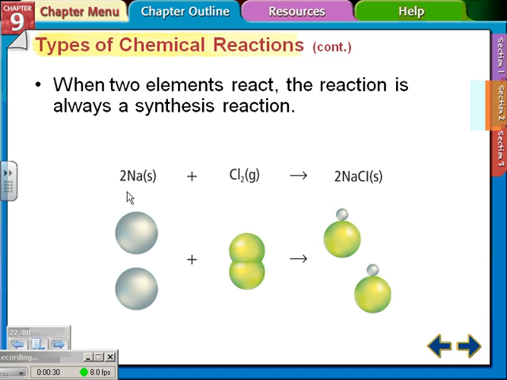So here's an example of a synthesis reaction. We have 2 sodium plus chlorine yields 2 sodium chloride. So 2 separate reactants come together, or synthesize, to form a single product.